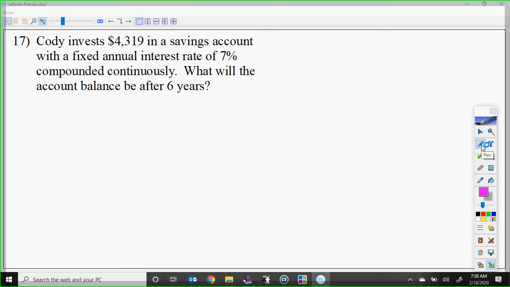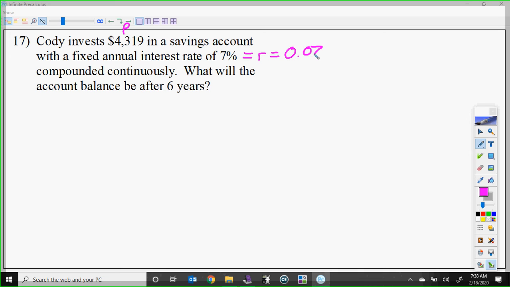I'm going to start off by thinking about what I know. What am I given? It says Cody invests $4,319. Well, this is how much he's investing. This is what he's putting in. That's our P. Keep going. It says a fixed interest rate of 7%. Well, that's my R, and I know I'm going to change that to 0.07.